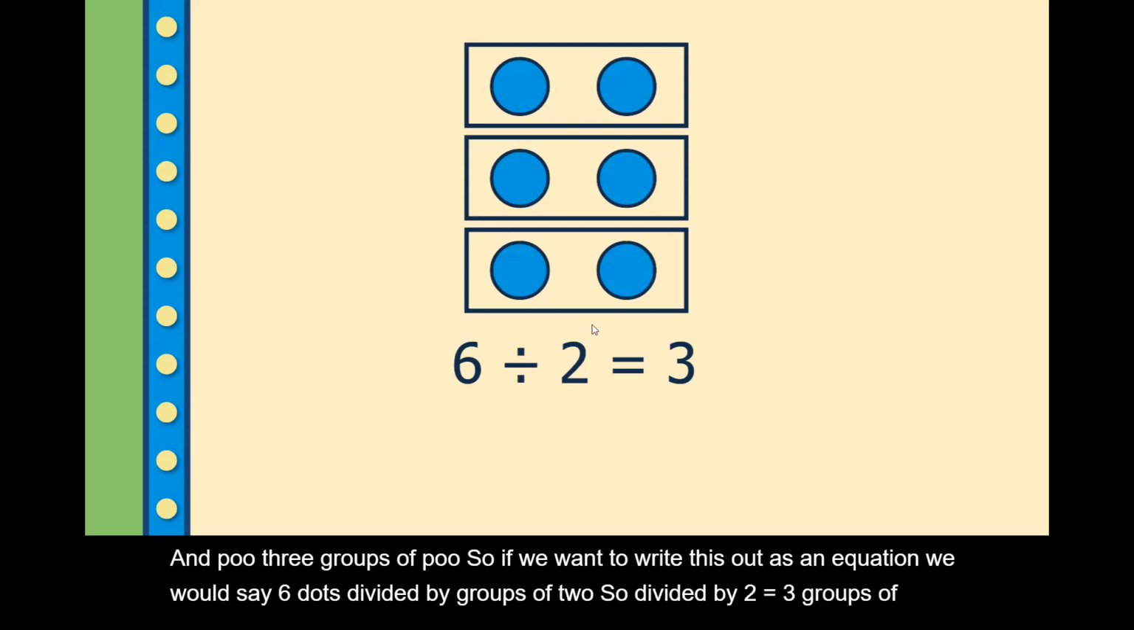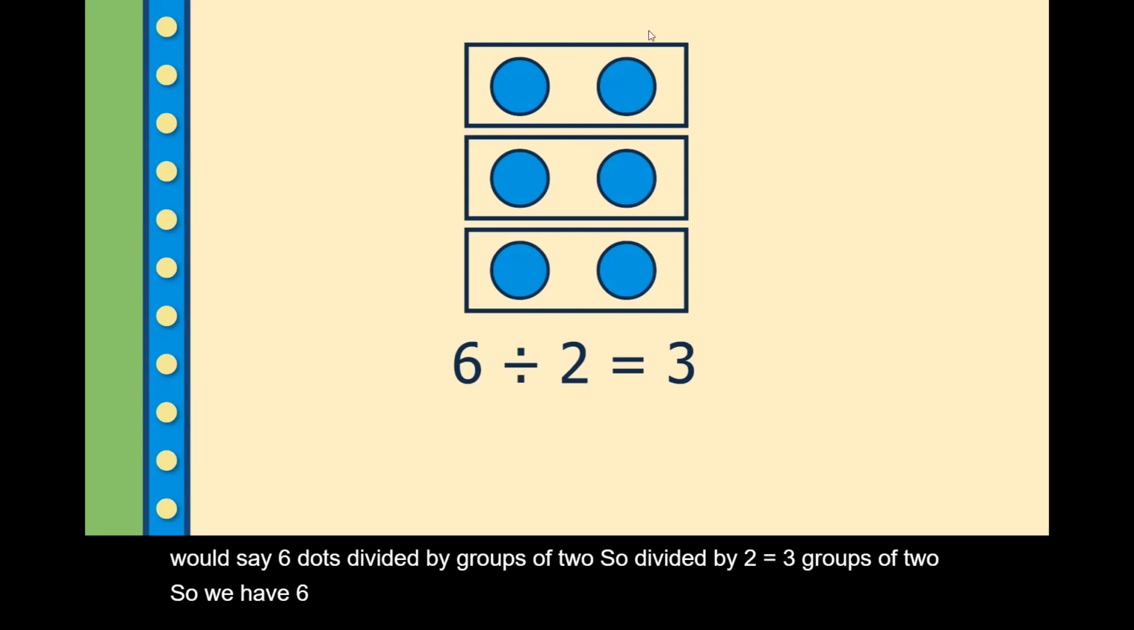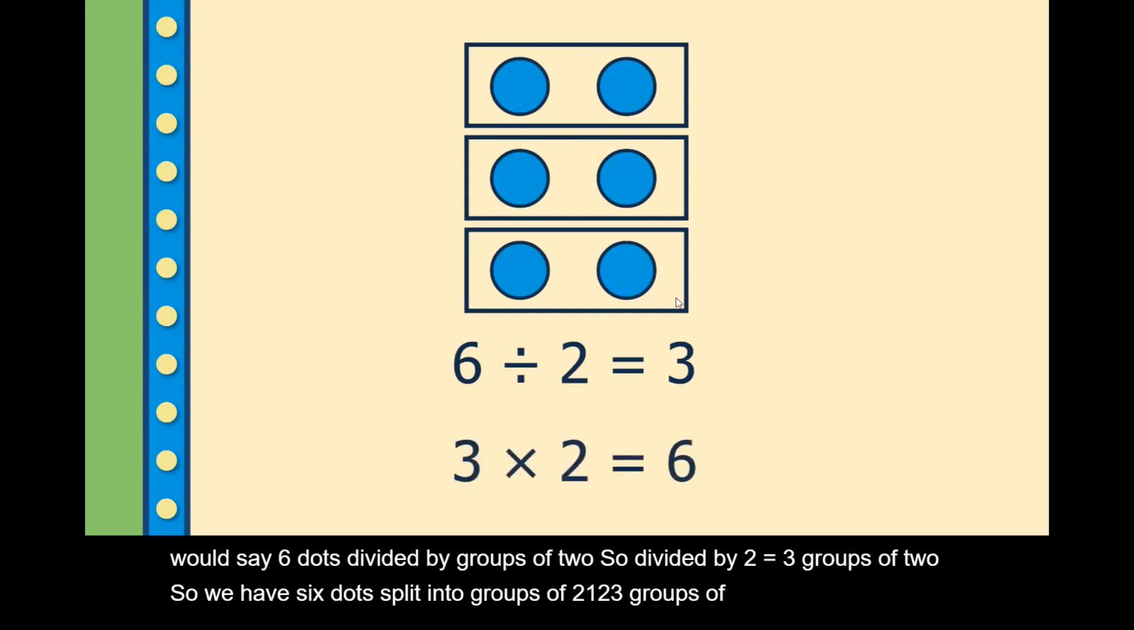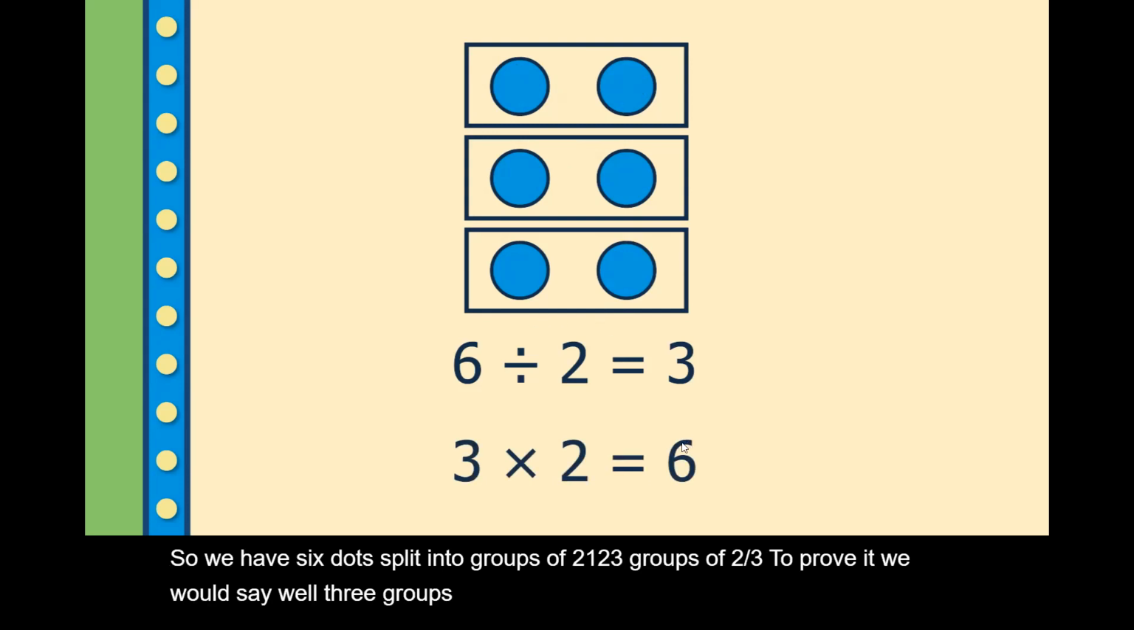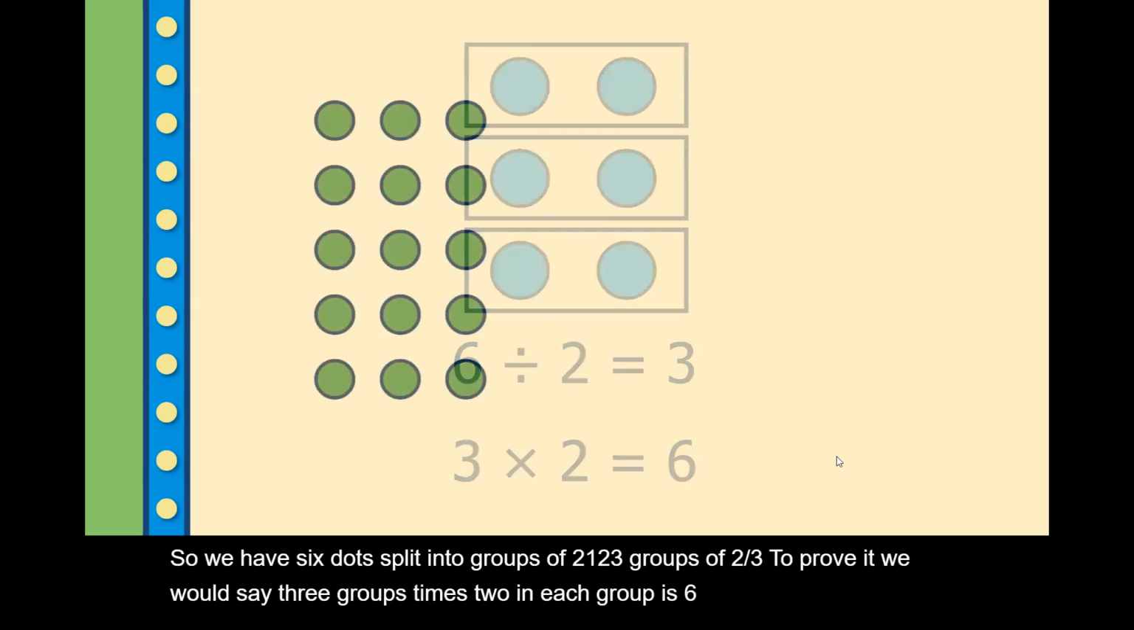So we have 6 dots split into groups of 2, 1, 2, 3 groups of 2. To prove it, we would say, well, 3 groups times 2 in each group is 6 dots, okay?